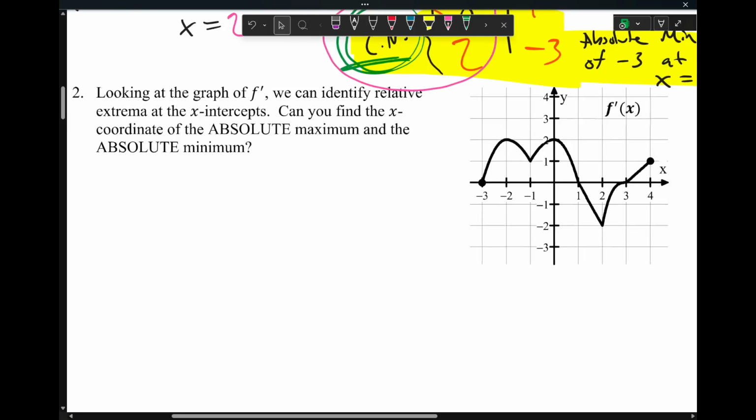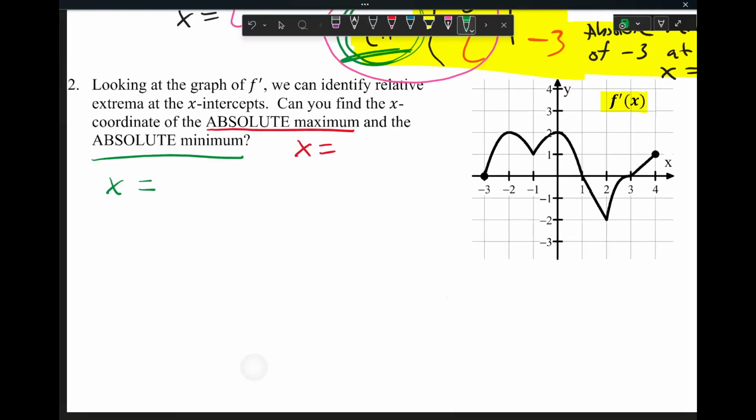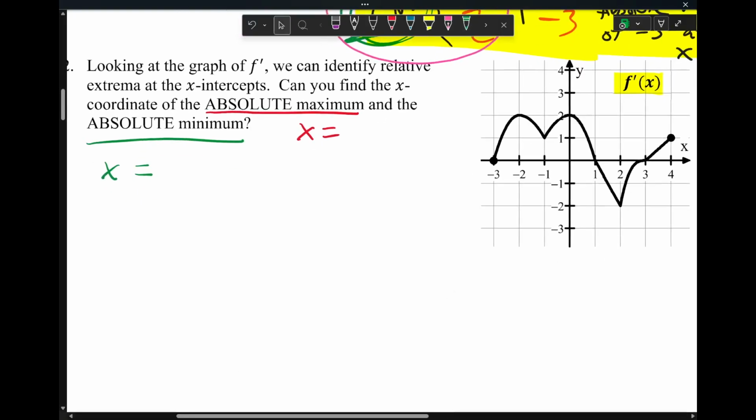It's kind of weird that they're bringing this up, but I want you to put some thought behind question 2. Notice that this is the derivative, which changes things, and they're trying to get you to think about what x value is there an absolute max and what x value is there an absolute min, just knowing the derivative. So I want you to think about that for a couple moments to see what you think you should do, and then we'll make sure we're all on the same page there.